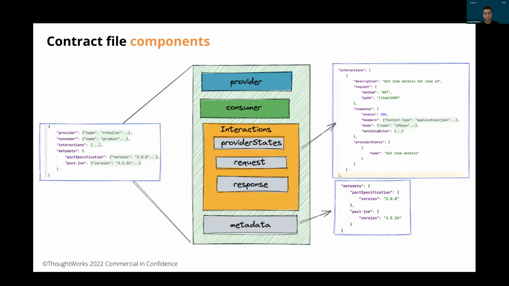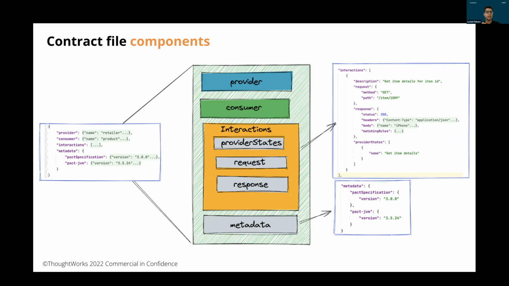some version-specific things. Now, on the right-hand side, we are expanding the interaction part. The interaction is an array, because in the provider and consumer relation, there can be multiple interactions, right? Product service can consume multiple APIs of a retailer provider. That's why it's an array, and right now we have only one interaction. It tells us that the description is get item details for item ID, the request should be like this, the response should be like this, and the provider state is get item details.